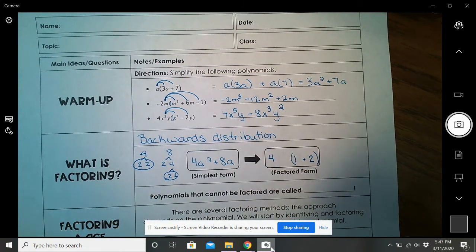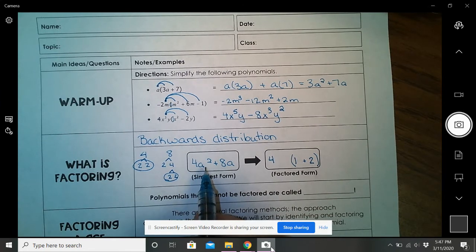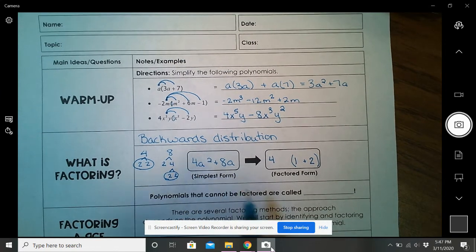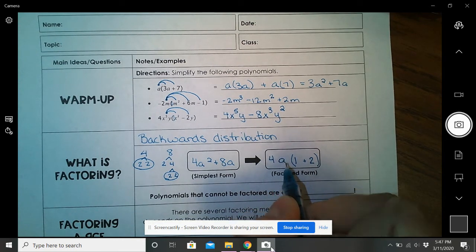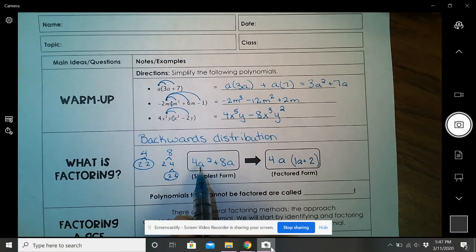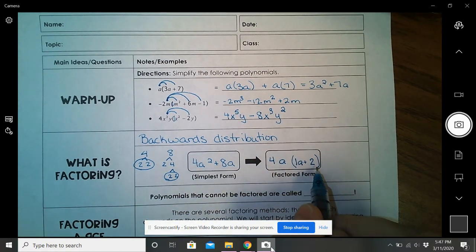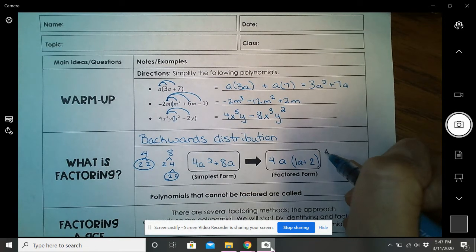Now let's think about A. Here there are 2 A's, and here there is 1 A. So if there had been an A out front, A times A would give us that 2 A's, and A times no A's would give us that 1 A. This is called factored form, and this is our goal. This is what we're shooting for today.